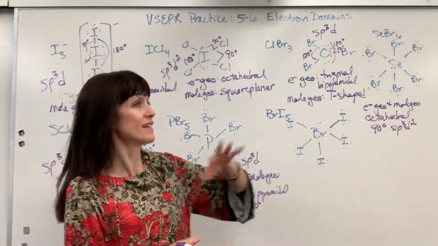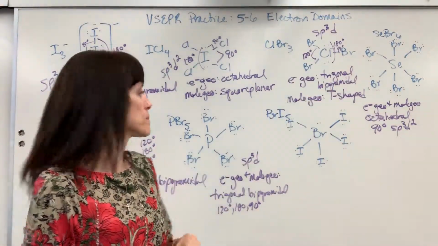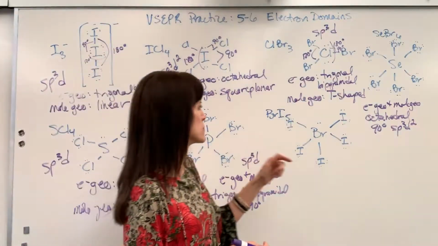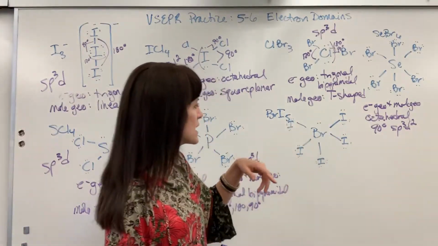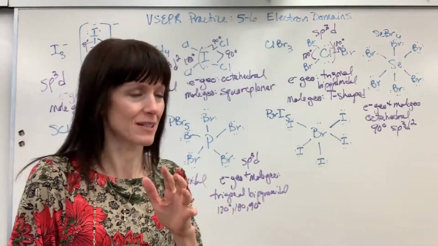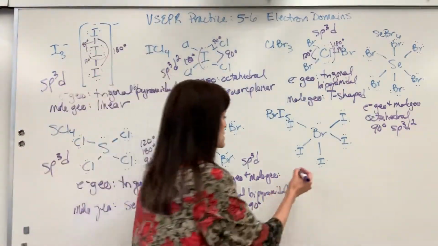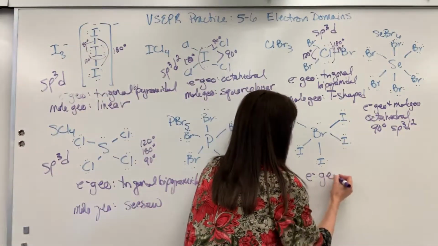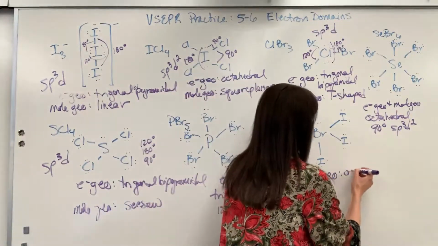Okay, now we have the bromine pentaiodide. Good morning. Okay, so let's count electron domains. We've got 1, 2, 3, 4, 5, 6. 6 electron domains. 1 is a lone pair, 5 are bonded. So 6 electron domains. The electron geometry, the shape that all 6 electron domains creates, is octahedral.